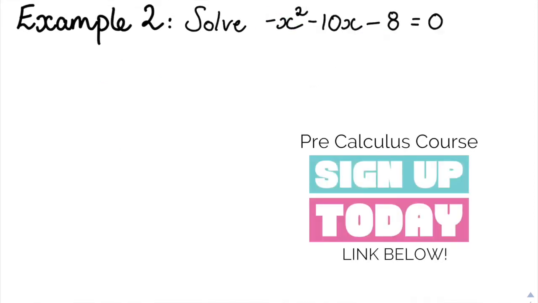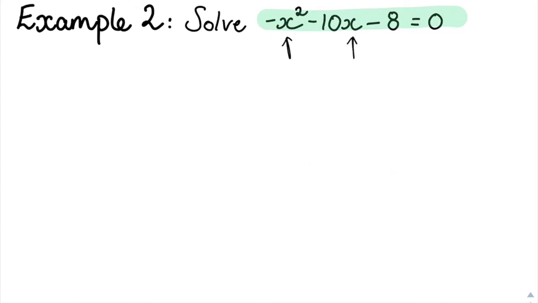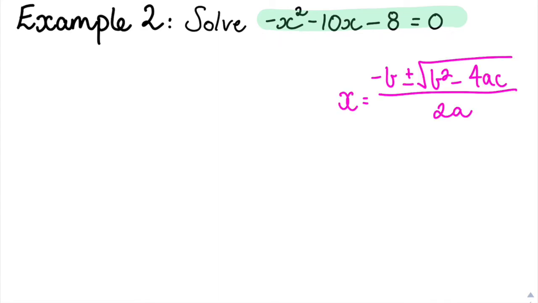In this problem, we are asked to solve this equation here. So what we're looking for are the values of x that would make this expression equal to 0. Here again is our quadratic formula. To put this into action, we're going to need to assign values to a, b, and c.